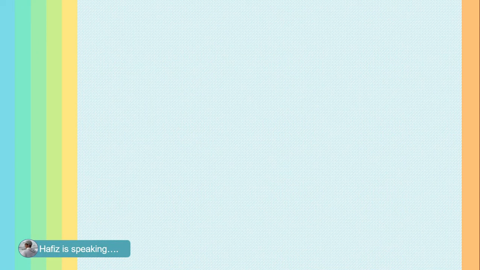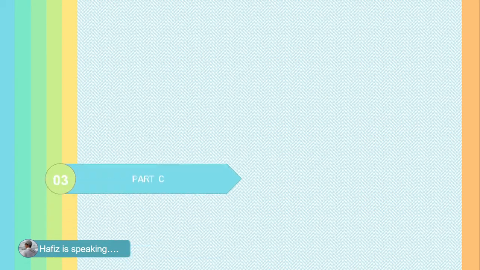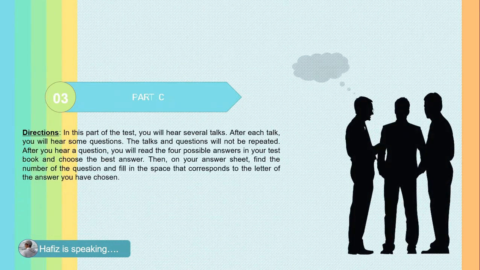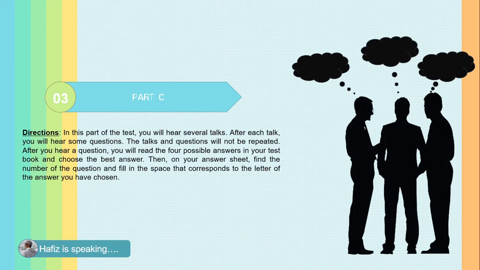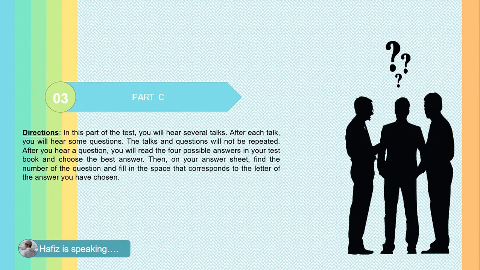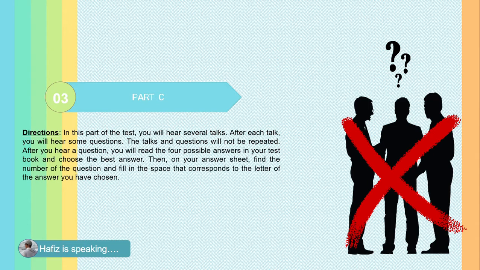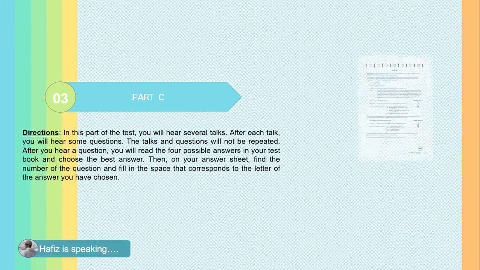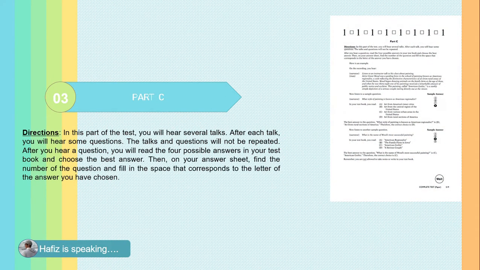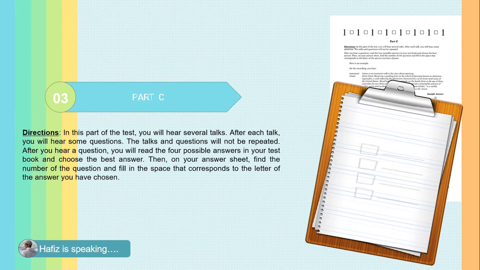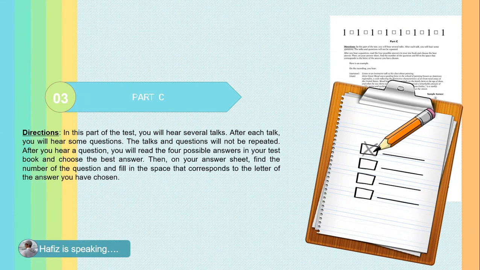And now I will explain about section 3 or part C. In this part of the test, you will hear several talks. After each talk, you will hear questions. The talks and questions will not be repeated. After you hear a question, read the four possible answers in your textbook and choose the best answer. Then, on your answer sheet, find the number of the question and fill in the space that corresponds to the letter of the answer you have chosen.